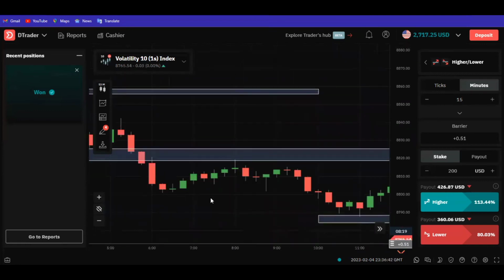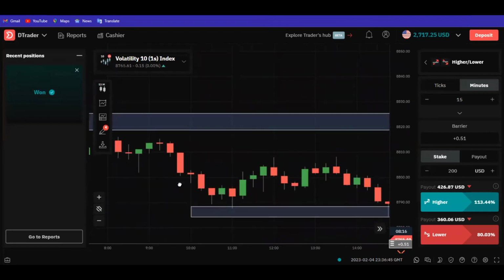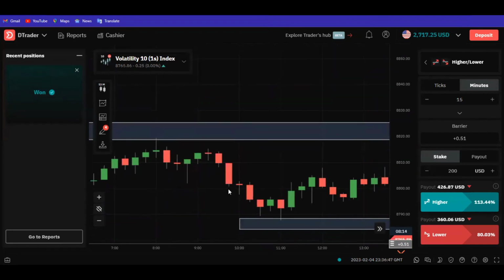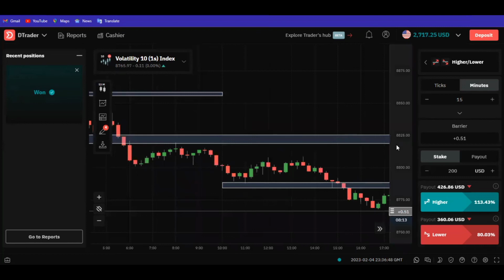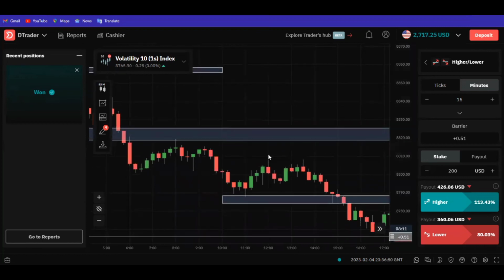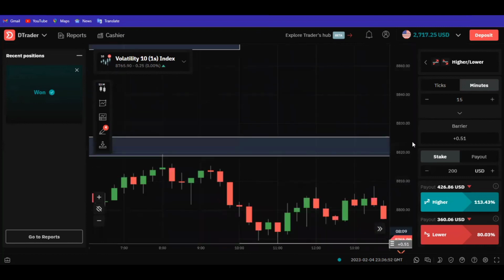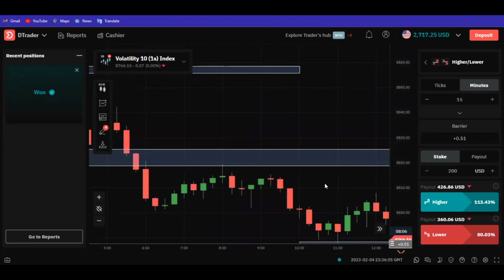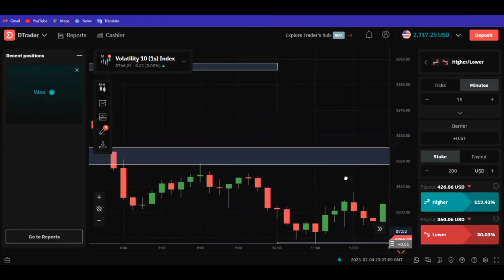Acha nikushow. Hapa kuna kitu safi. Aya, ndio hii hapa. 15 minutes candlestick. Unatumia 15 duration. Hiyo ni candlestick moja unatumia. Sawa sawa. One candlestick. So this one is a rejection candlestick here. Then you can see this one is a momentum candlestick. Then you can sell.